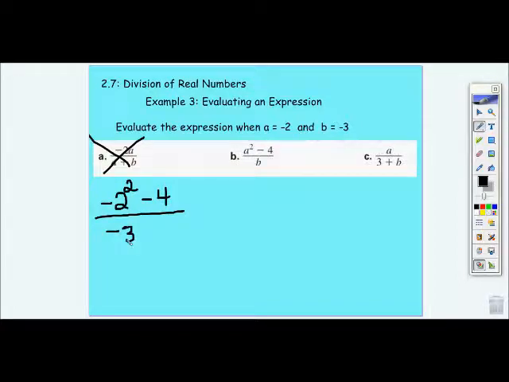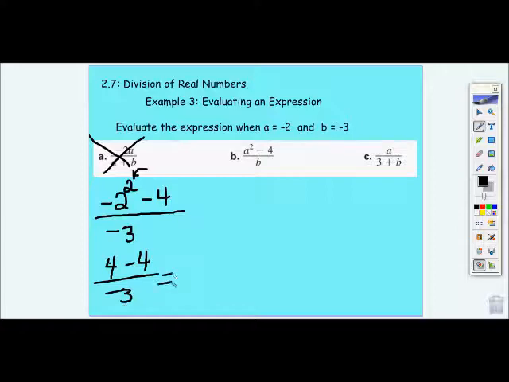Negative 2 squared would be like negative 2 times negative 2. They're both negative, so it's going to make a positive. Or you can look at your exponent is an even number, so it made it positive. So now I have 4 minus 4 over a negative 3.